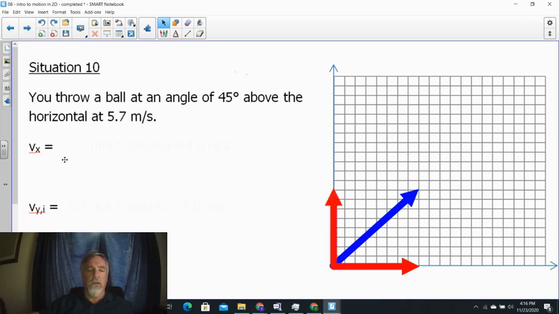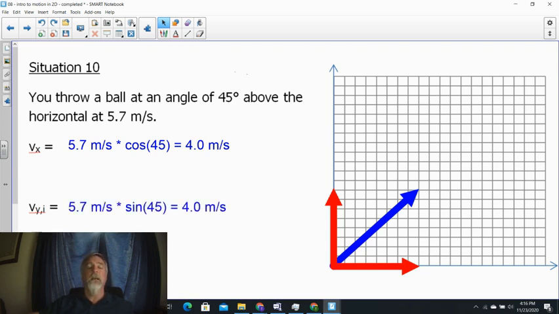But I want you to see the math is the same. We've got that 5.7 meters per second for our magnitude. We're going to multiply it by the cosine of 45. We're going to get 4 meters a second. Same with our initial velocity in the y direction. Again, it's initial, we know it's going to change. It's also going to be 4 meters per second. This is exactly the same math that we did in that second example today.